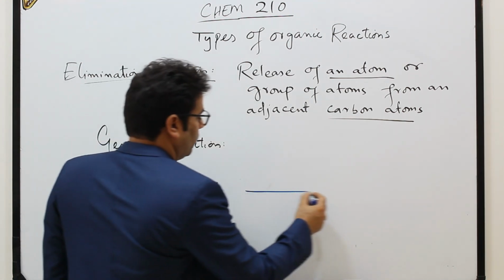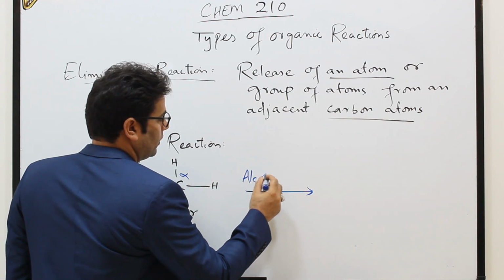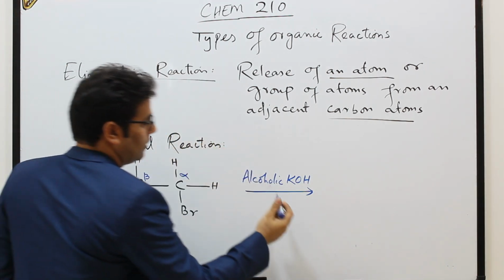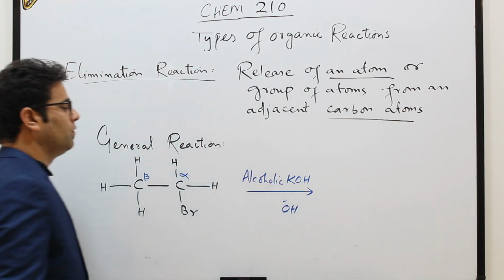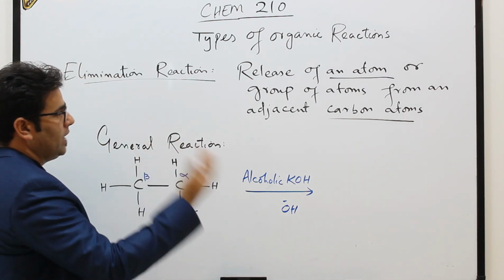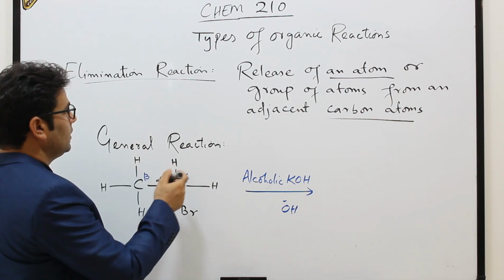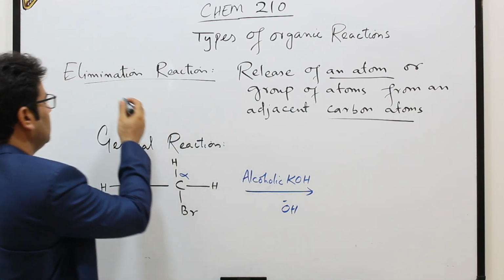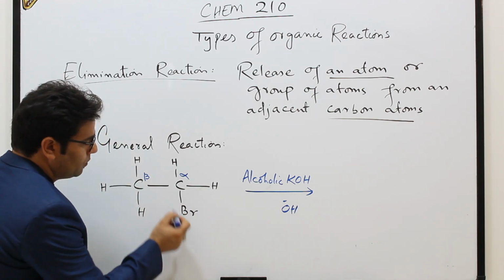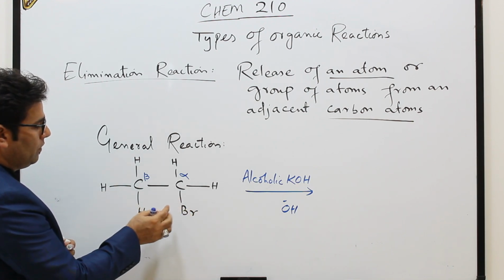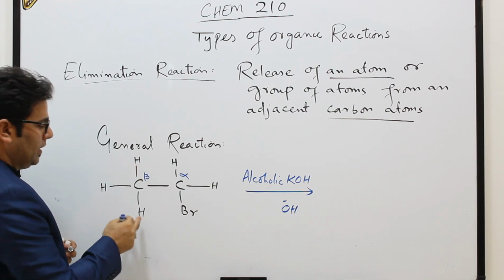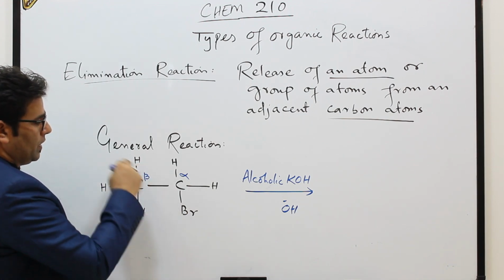What we are using here is alcoholic potassium hydroxide. From this potassium hydroxide we get the base OH minus, which helps us remove this beta hydrogen, and there is formation of alkene. So in a general elimination reaction there is formation of alkenes. How is it happening? Suppose we have to remove this bromine; the hydrogen which is anti to bromine, in the trans position, we can remove.